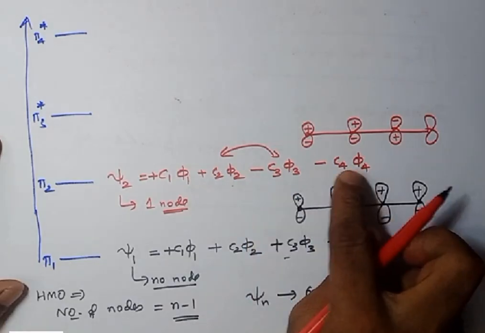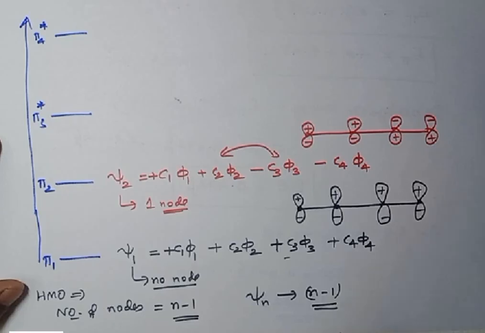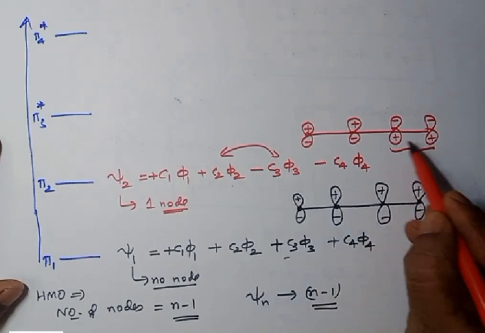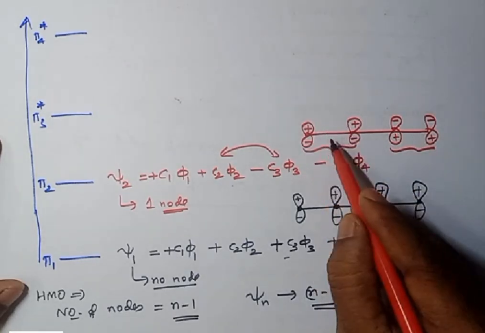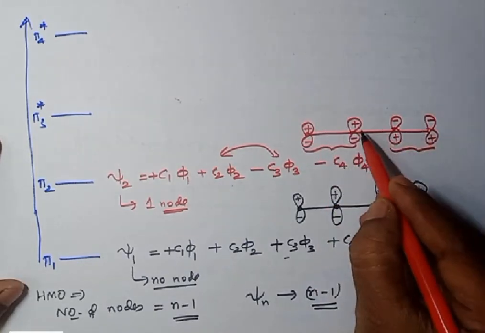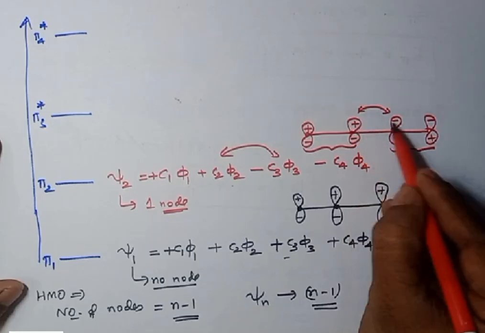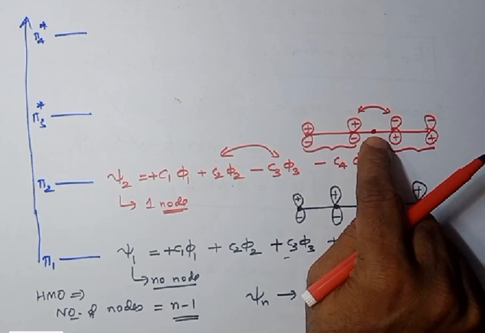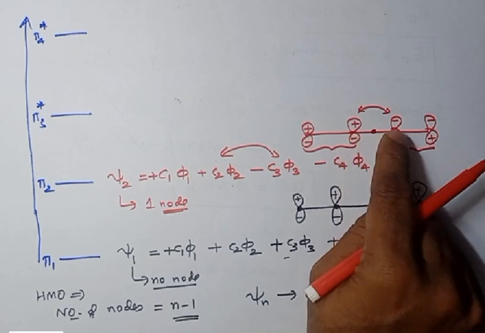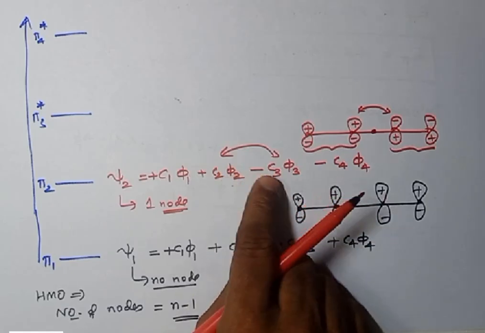Then the fourth one, again minus sign. That means upper lobe minus, lower lobe plus. So, listen, these two p orbitals have the same sign. These two p orbitals have the same sign. So, there is no node here. But when you come to second carbon and third carbon, see, the sign is changing, which means there is a node in between. So, when a node is present between carbon 2 and carbon 3, there should be a sign change.